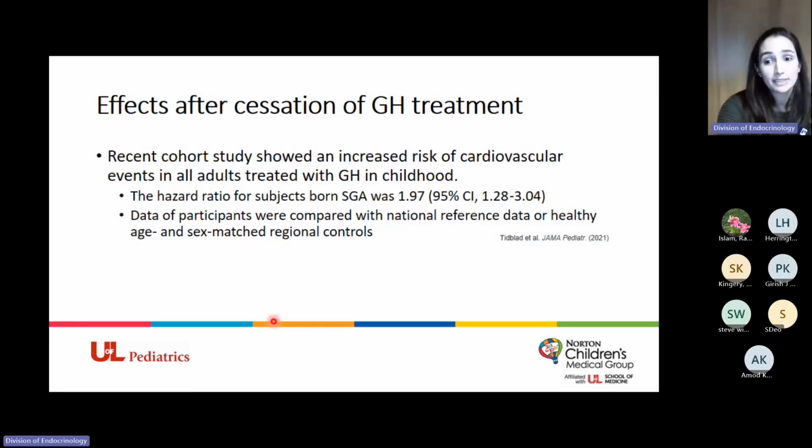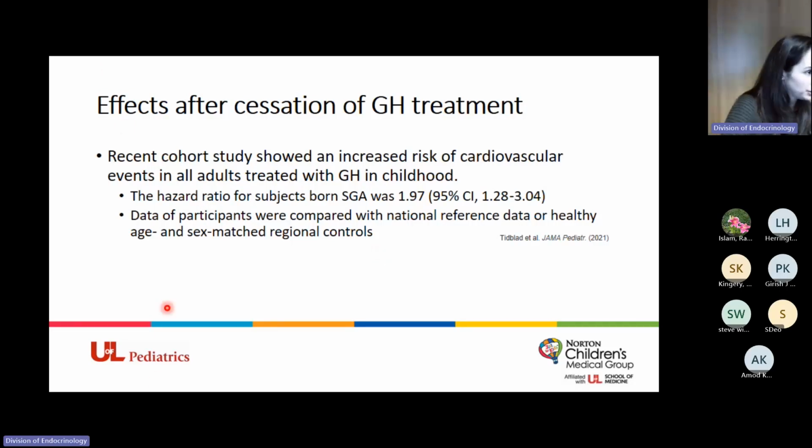All right, then what happens after we stop growth hormone? We see all these benefits when they're growing, and yes, it helps, but then we stop it, and then what happens? There is this study that was published in JAMA Pediatrics a couple of years ago showing that there is an increased risk of cardiovascular events, basically in all adults that have been treated with growth hormone. They look at growth hormone deficiency, idiopathic short stature, and SGA, and the hazard ratio for those that were SGA was really high compared to everything else. It was 1.97, I think, for growth hormone deficiency, and idiopathic short stature was around 1.5.